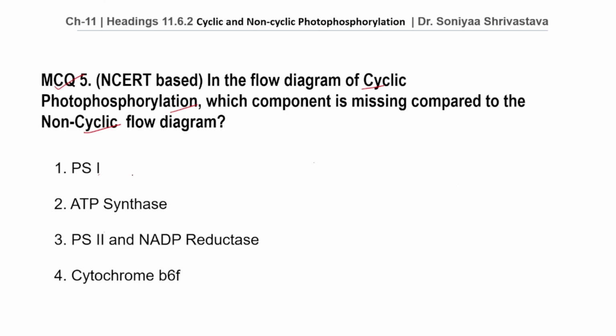Option number 1, PS1 is present in cyclic process. So this option is wrong. ATP synthase is also present in the cyclic process. So this option is also wrong.